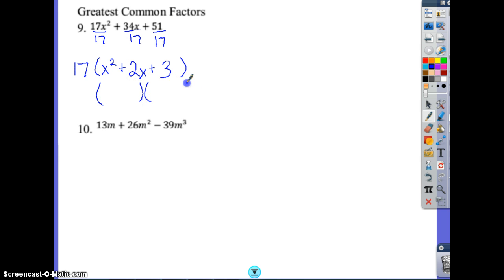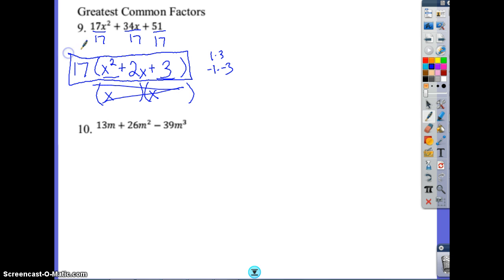So we would write this out, and to get x squared, we would have an x times an x. To get 3, it either has to be 1 times 3 or negative 1 times negative 3. And if I look at this list here, none of those add to 2. So we will not be able to factor, and our final answer is actually what you see right here.